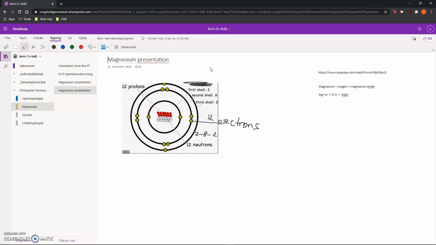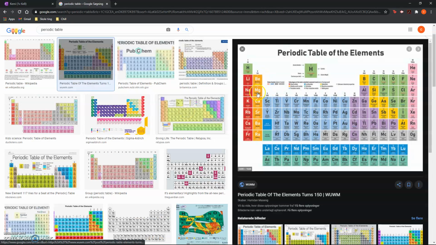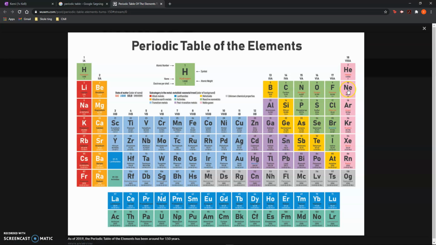We can see on the shell model that it has 2 in the outer shell, or the third shell. Then if we take this periodic table, we can see we've got it right here, number 12, that it wants to become neon, which is a noble gas. And it's the closest one. Instead of getting 6, it can give 2 away and become neon.